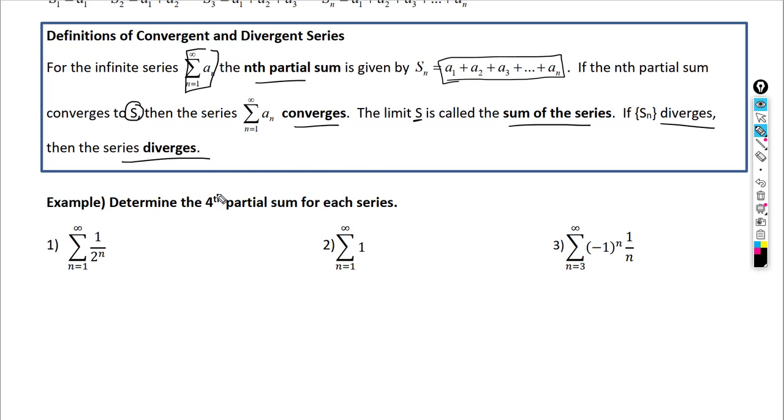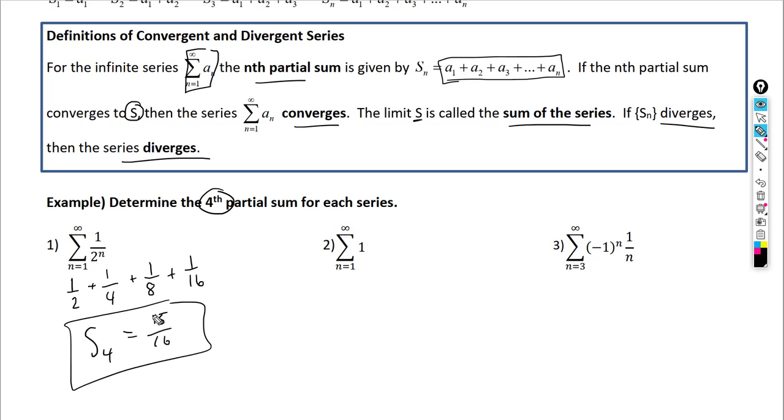I want to calculate the fourth partial sum for each series here. So I'm going to take the first 4 terms. If n is 1, that's 1 over 2, plus 1 over 2 to the 2, which is 4, plus 1 over 2 to the 3, which is 8, plus 1 over 2 to the 4, which is 16. If I actually do all that math, adding up the fractions with common denominators, the fourth partial sum s sub 4 is equal to 15 over 16.